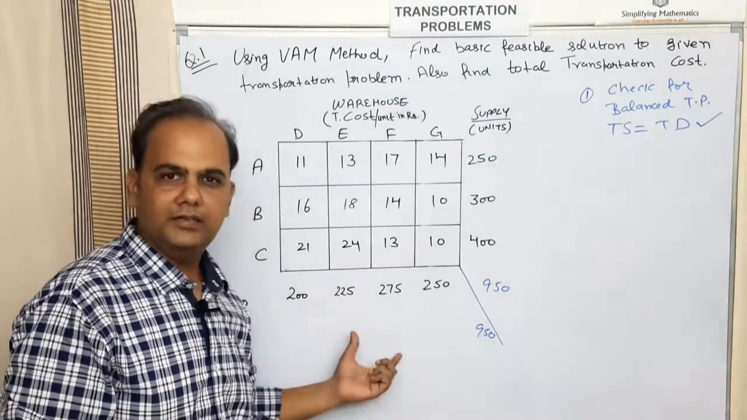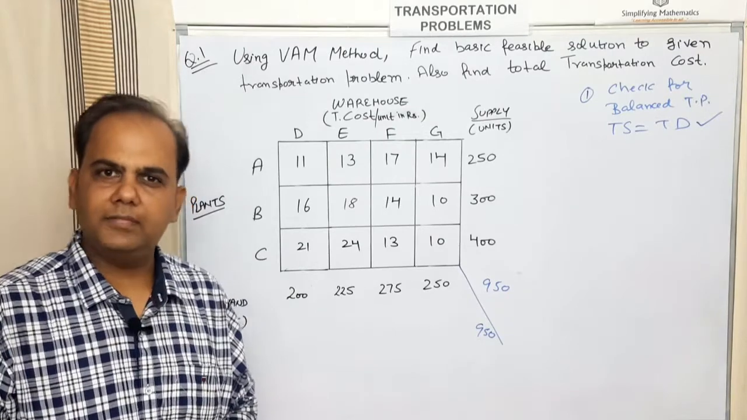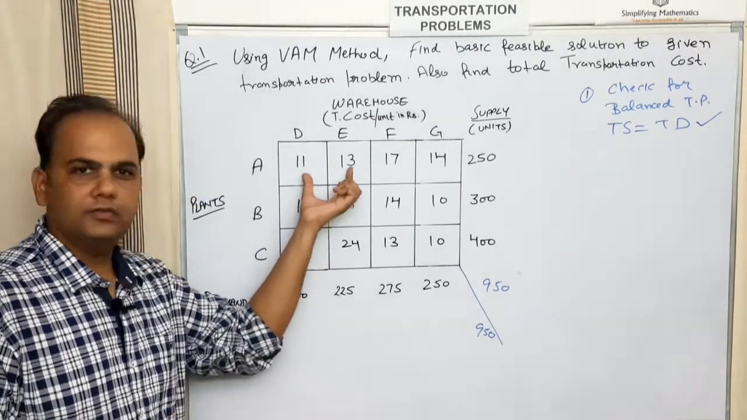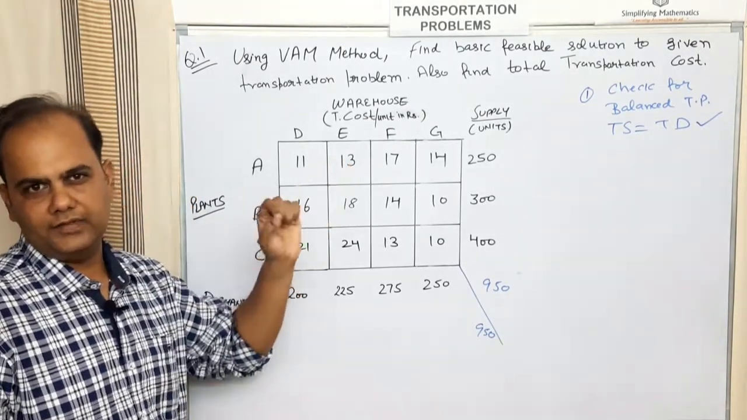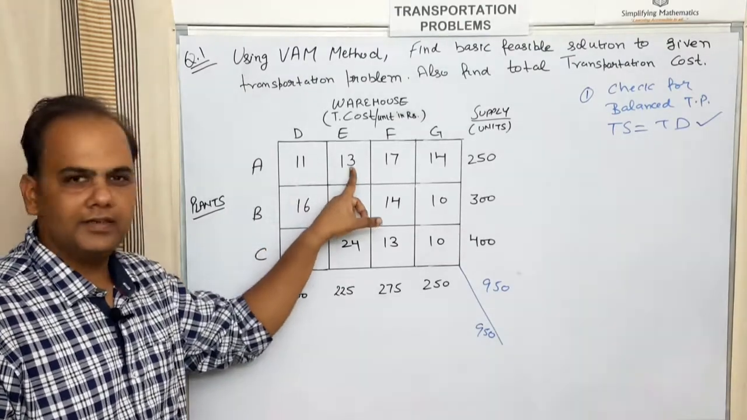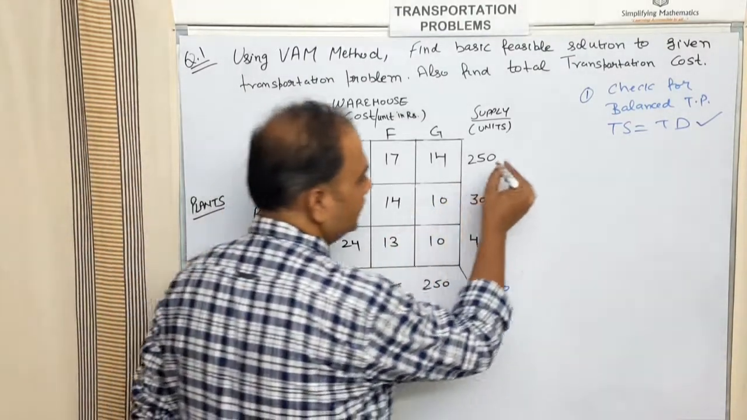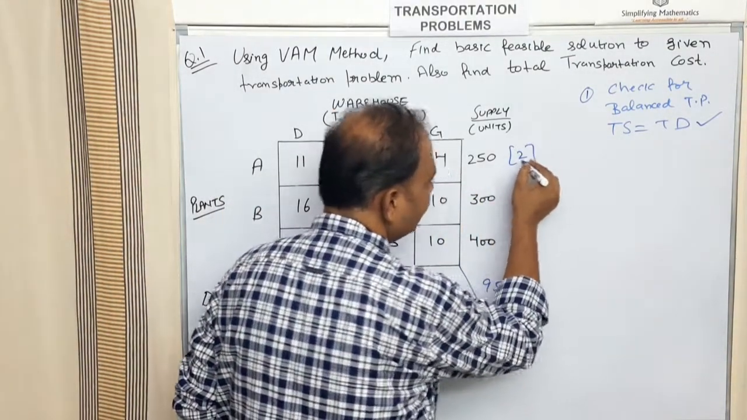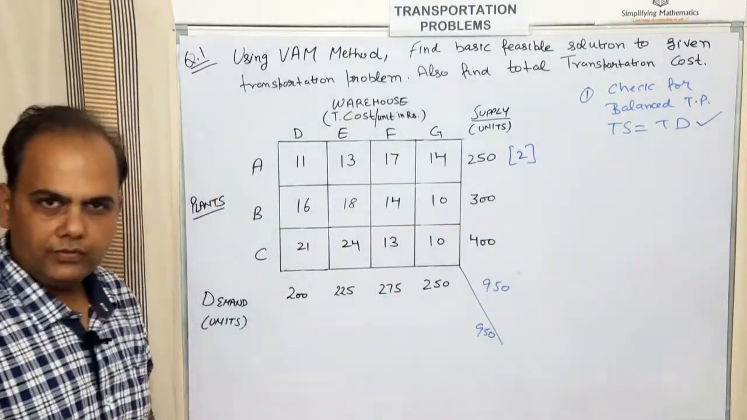So now we can apply the VAM. What is there in the VAM method? You look for the two minimum values in the first row and take their difference. The minimum values are 11 and 13, and the difference is 2. Write that difference in front of that row.